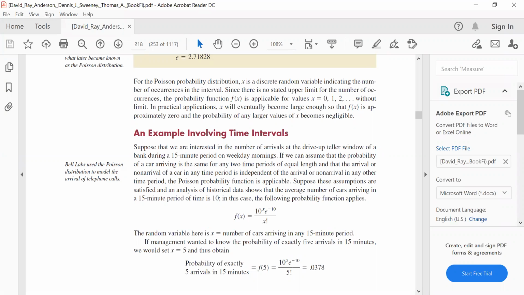Now we have the value of x as 5. So f of 5 is equal to, now you just need to place the value of x as 5 where you have x in the equation, that is 10 power 5 e power minus 10 divided by 5 factorial, that is equal to 0.0378.